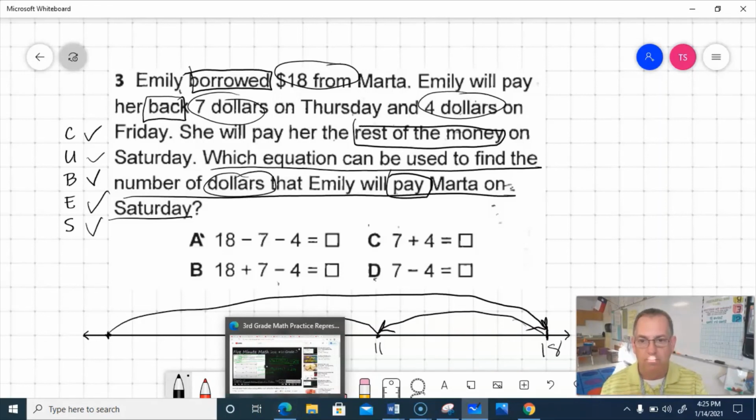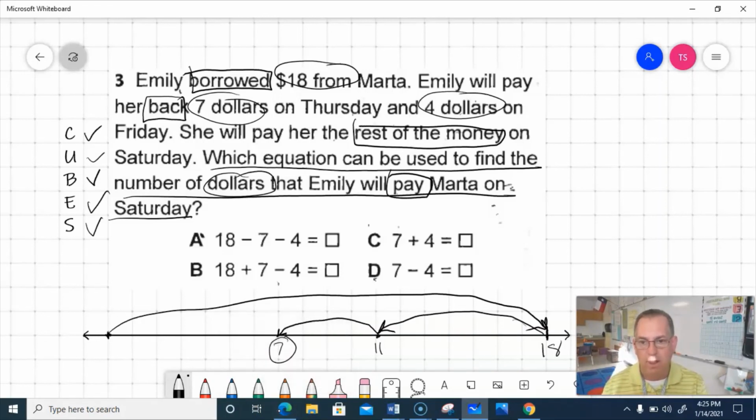So let's look at the equations. Answer choice A, 18 minus 7 minus 4. That looks like exactly what we did there. I'll put a question mark there. I'm going to look at B, 18 plus 7 minus 4. Okay, we didn't add the amount of money. She didn't borrow $7 more from her, so that's not right. C, 7 plus 4. That'd be the total amount that she's paid back, but that's not how much she's going to pay her. And 7 minus 4, that's not correct. A would be the correct way to solve this. And it's going to be $7.